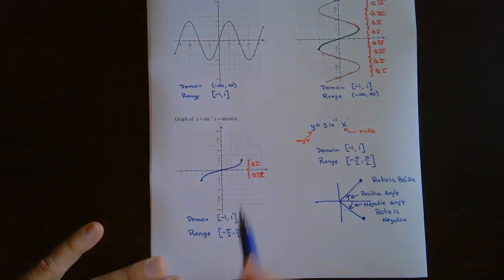That's what this is for, because we've restricted the domain. Remember restricting the domain when we did that with parabolas, and we also did it with absolute value functions.